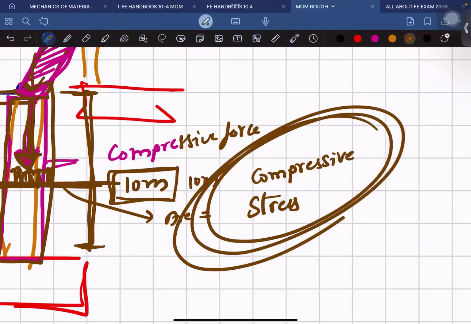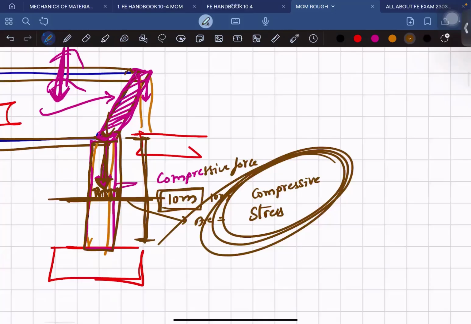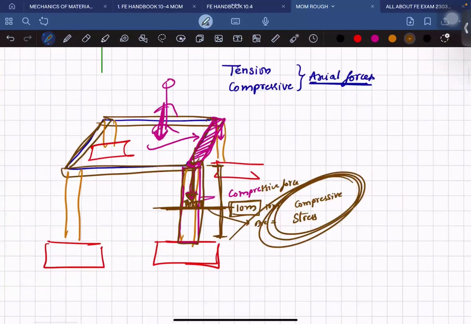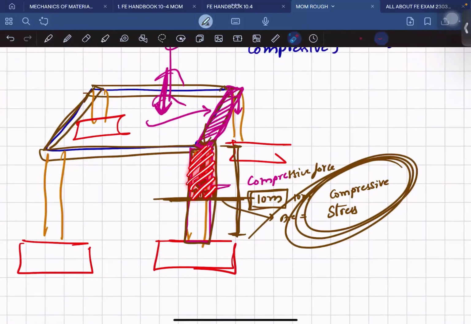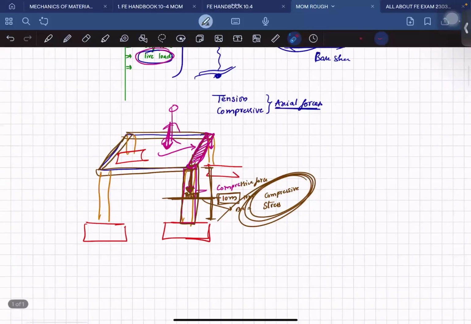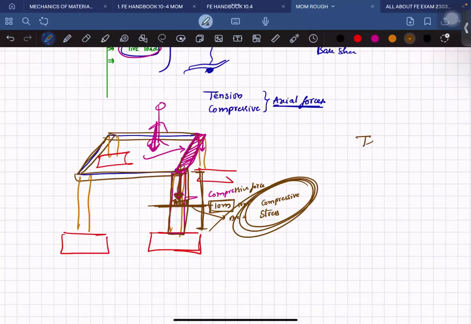As simple as that. Practically, I have shown you one example where the member is undergoing compressive force and ultimately compressive stress. So give me one example for tensile force.